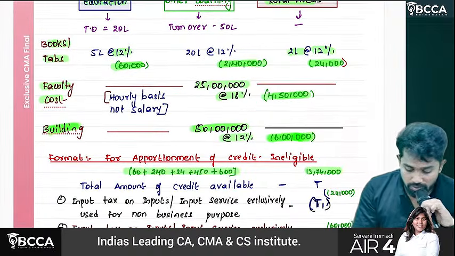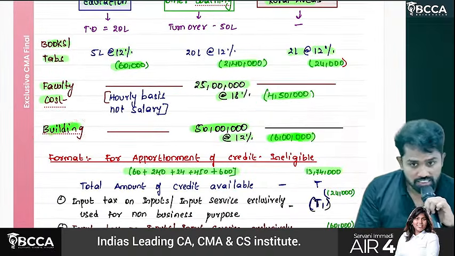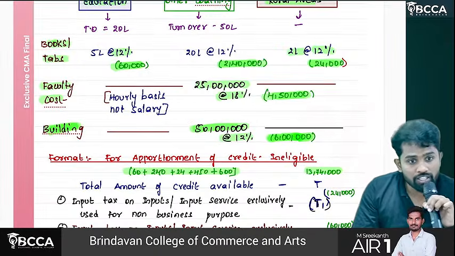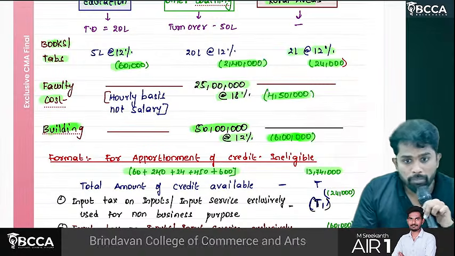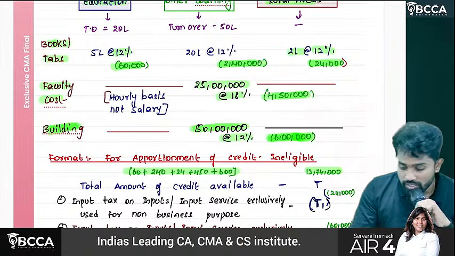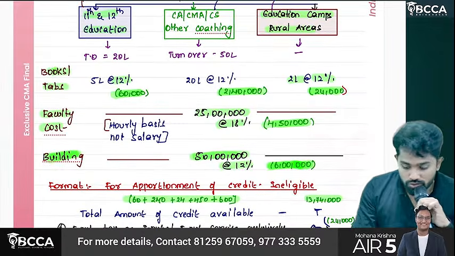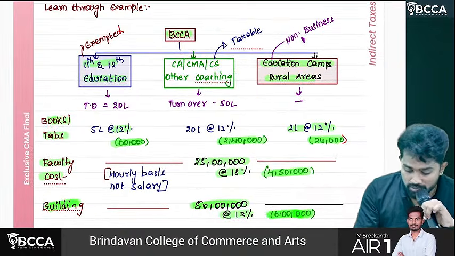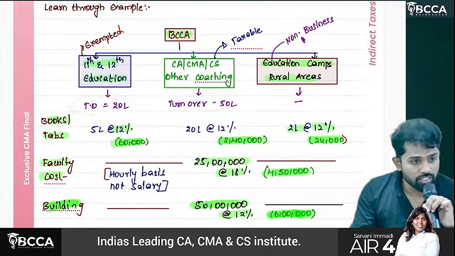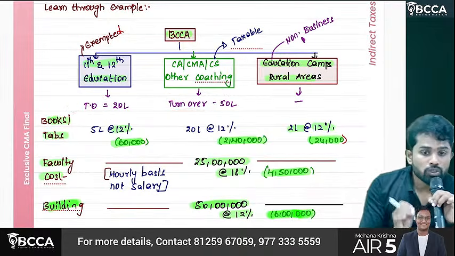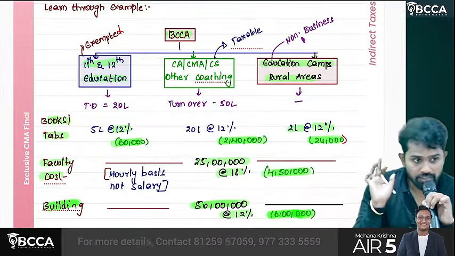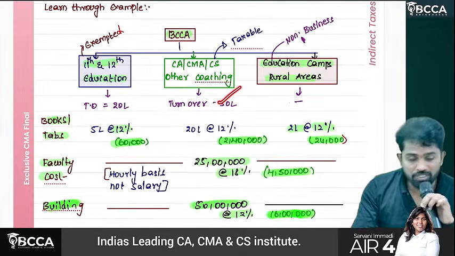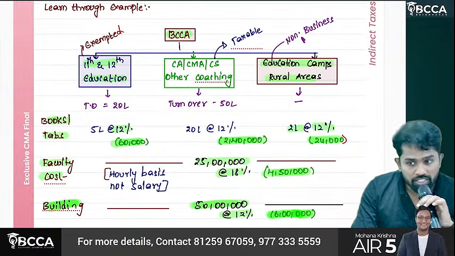Then there is a building also constructed in the same year, 50 lakhs. Sir, can we avail building related ITC or not? We cannot avail. Immovable property related credit is blocked, so we cannot avail it. So that is how much? 6 lakhs. So these are the inward supplies available for a particular month, with turnover of 20 lakhs and turnover of 50 lakhs. Now our aim is to calculate the eligible ITC, or else reverse the ITC which is related to non-business or exempted. That part we need to calculate.